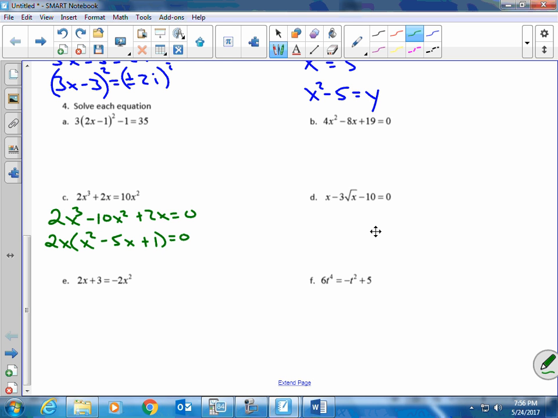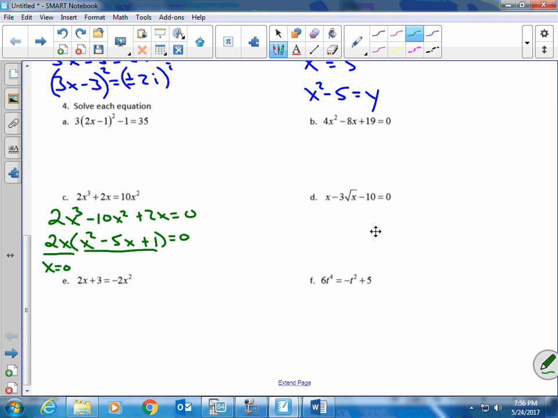Now, when things are multiplied together, how can you get 0? If one of them is 0. So if this is 0, when will 2x be 0? When x is 0. Or when this is 0. And when will that be 0? Don't know. It's a quadratic.